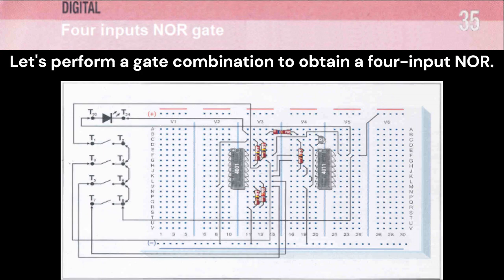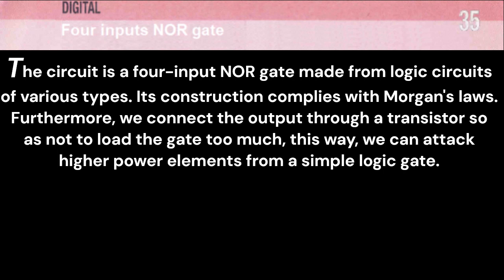Let's perform a gate combination to obtain a 4-input NOR. The circuit is a 4-input NOR gate made from logic circuits of various types. Its construction complies with Morgan's laws. Furthermore, we connect the output through a transistor so as not to load the gate too much. This way, we can attack higher power elements from a simple logic gate.